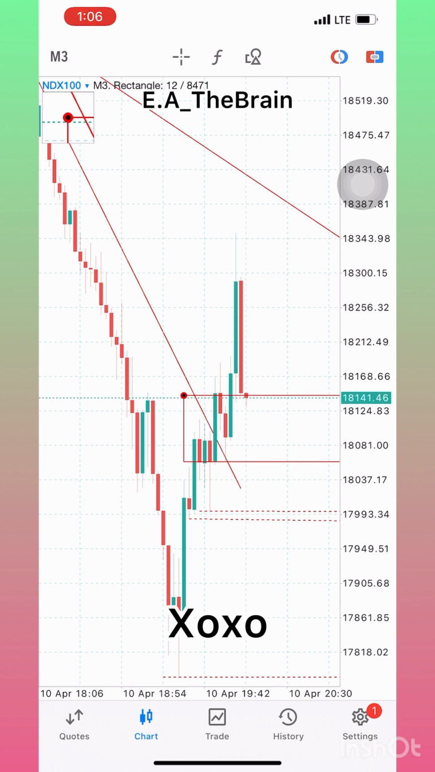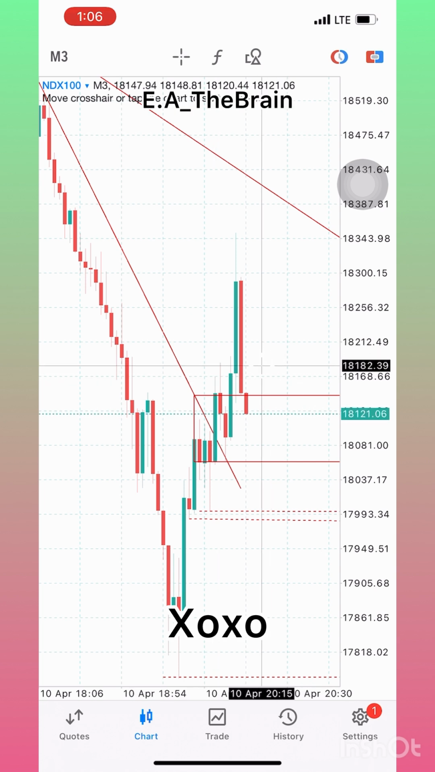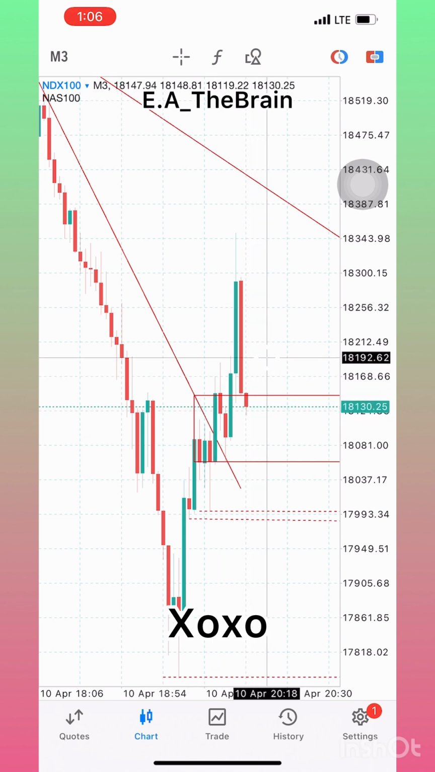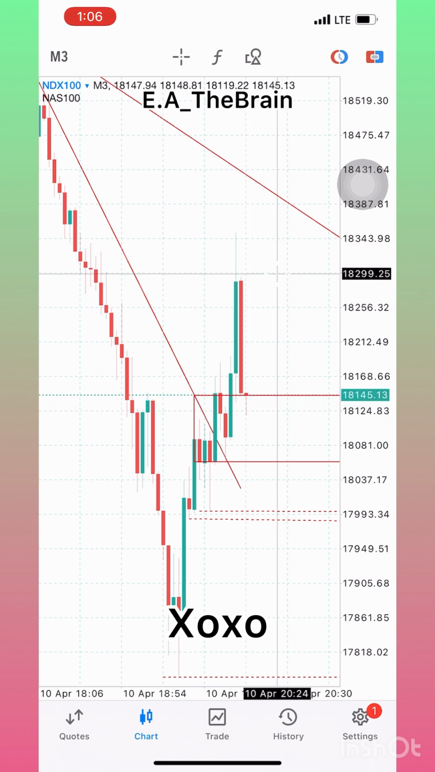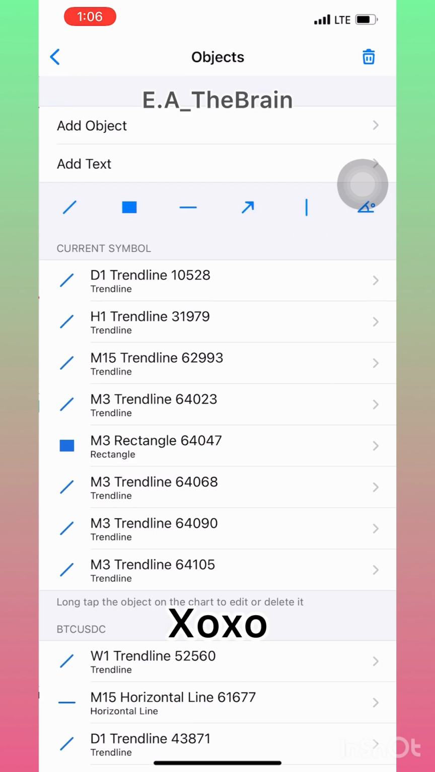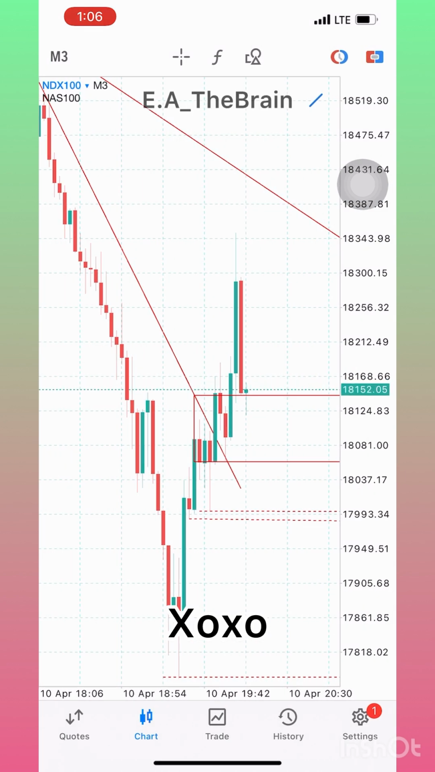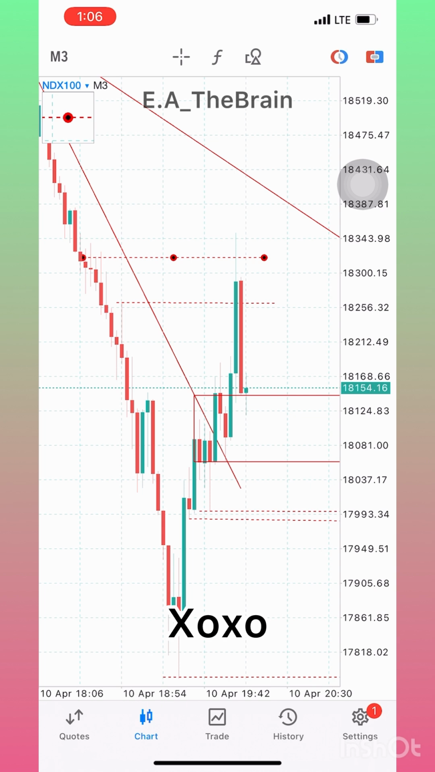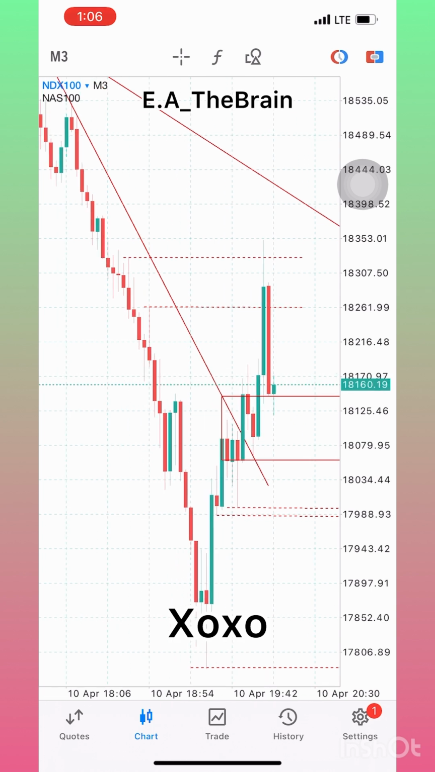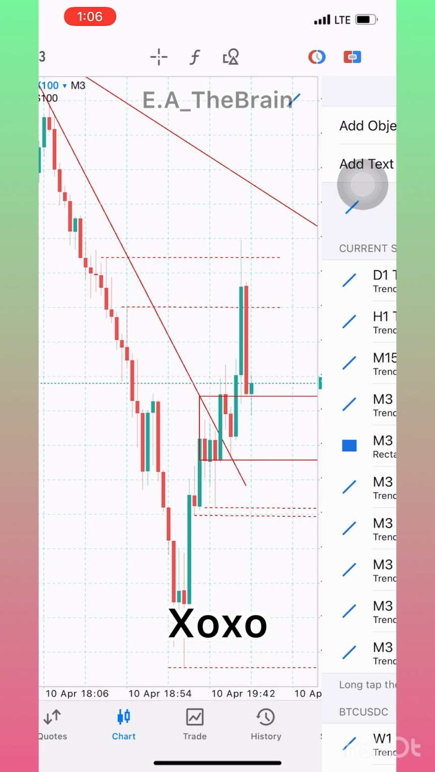Let's get this redirected for a clearer view. Okay, it's looking clear. Now there's the first liquidity, second liquidity, and third one. Now let's annotate it out. The first liquidity, the second liquidity point, and the third liquidity point sitting right beside it.